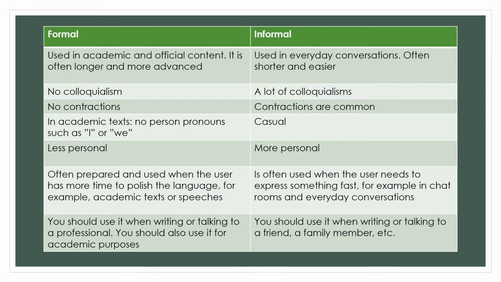Formal language does not have colloquialisms, and it doesn't have contractions. In academic texts, no personal pronouns such as I or we are allowed. It should be neutral. Formal language is less personal, and that is why you will use it when you're talking to a stranger or someone that you're not really comfortable with.